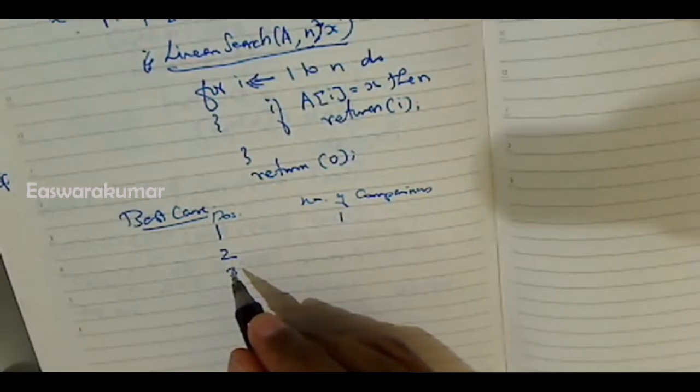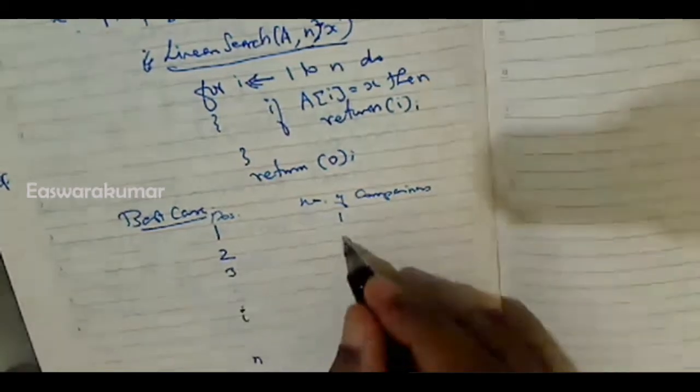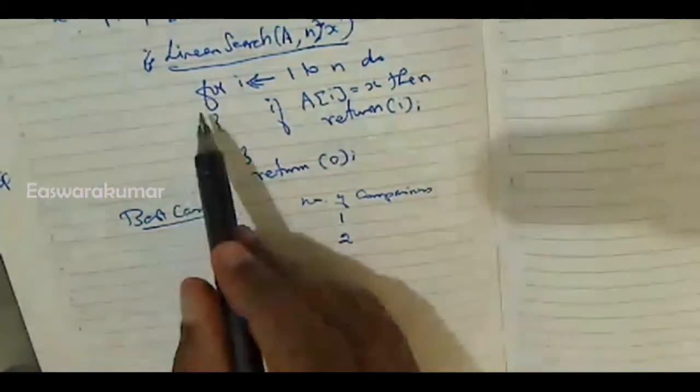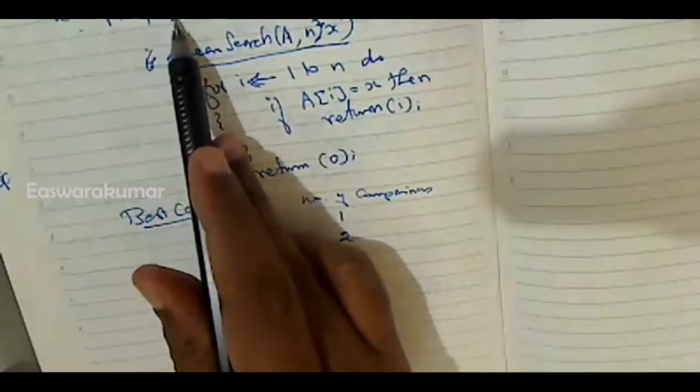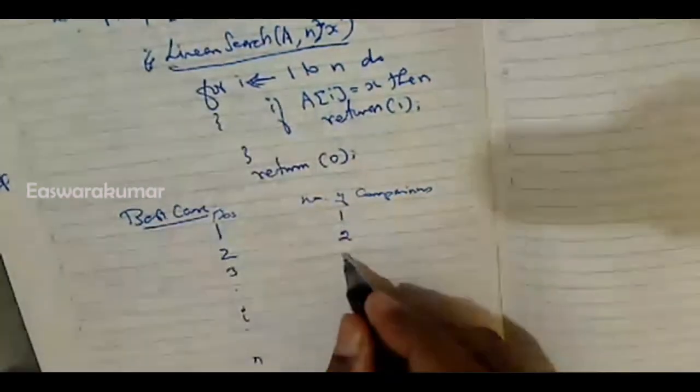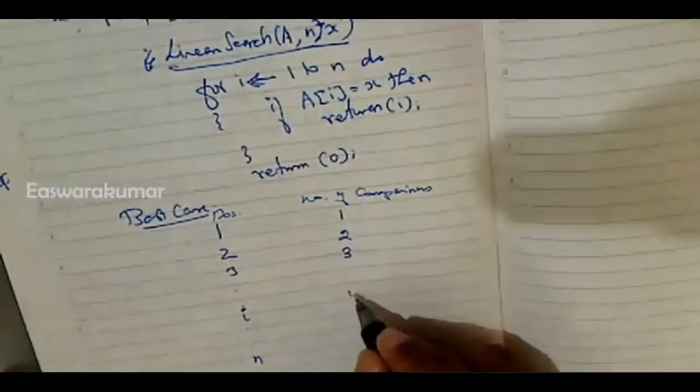If the element is in the second position, how many comparisons are required to tell? 2 comparisons, right? Because only after checking the first position can we go to the second, right? So like that, third position means 3 comparisons. In general, i means the i-th position, and i comparisons are required. So this is the number of comparisons that is required.